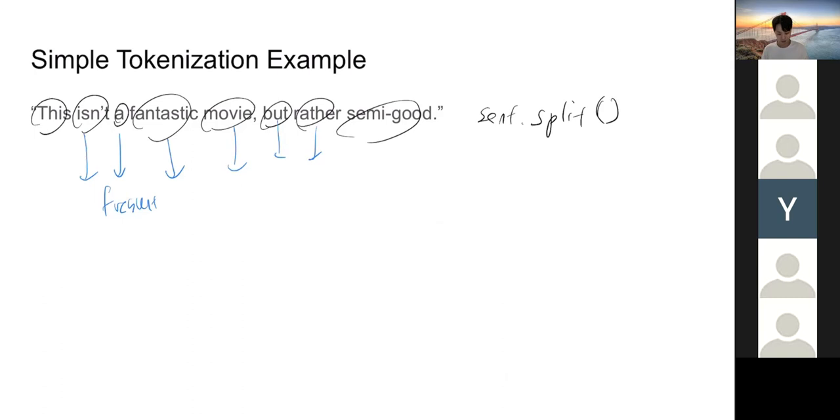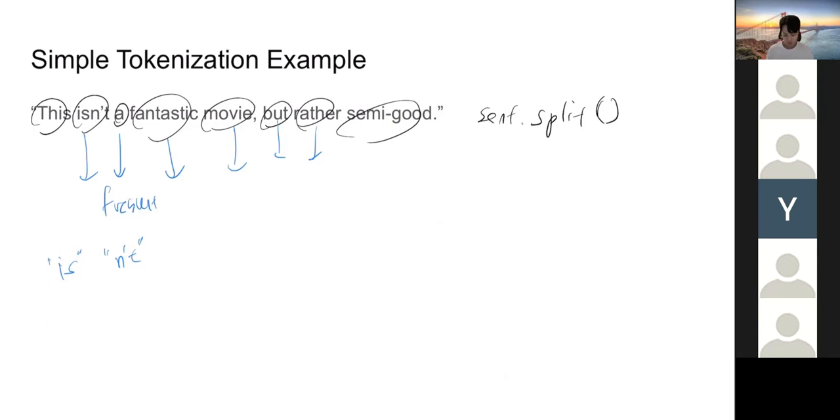That's one example. It's also possible to split "isn't" into "is" and "n't", because n apostrophe t is basically just shorthand for "not". So maybe you want to split "isn't" into these two tokens, "is" and "n't", and then "n't" can be considered the same as "not".